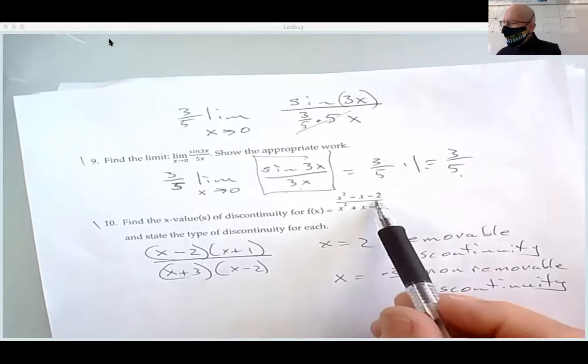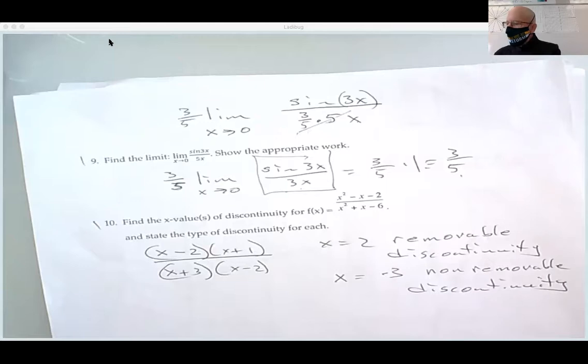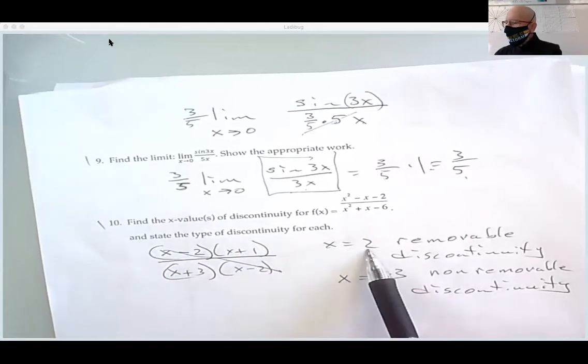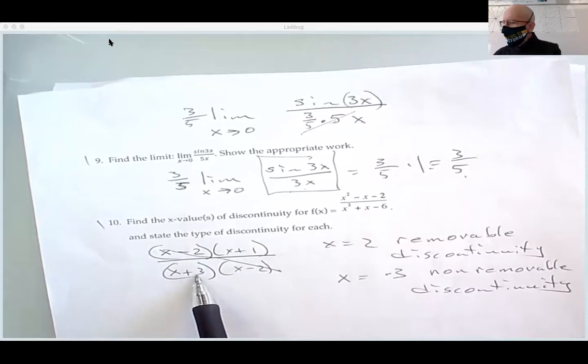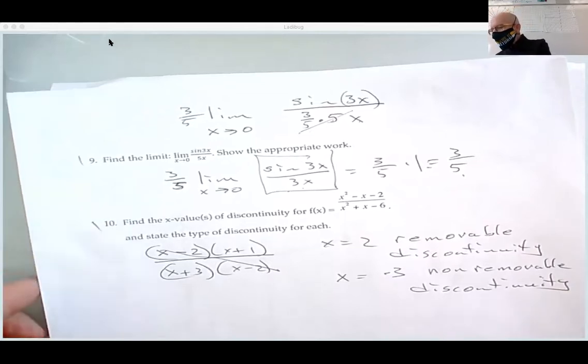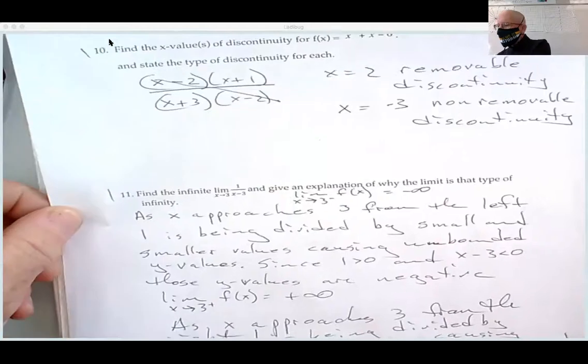Here I factored. And since I'm able to do this, x equals 2 is removable. And x plus 3 is non-removable. And some people didn't write non-removable. They said it's an asymptote. That's not what I asked you. I asked you what type, give me the type of discontinuity. Number 11 was worth 1 point.